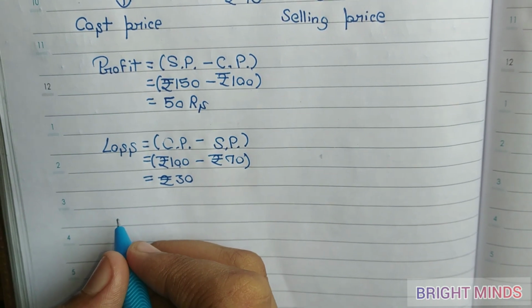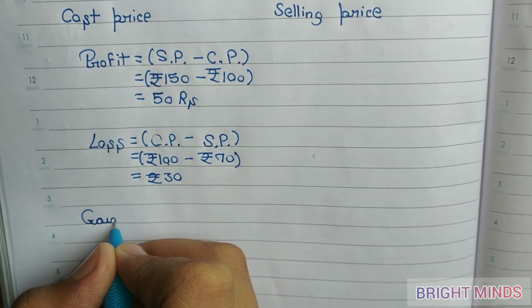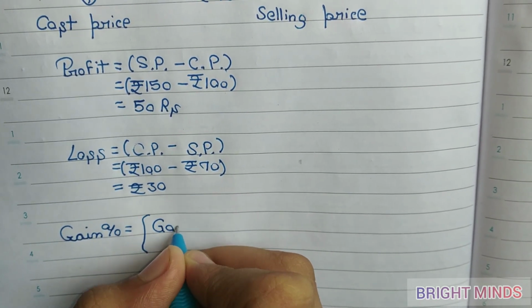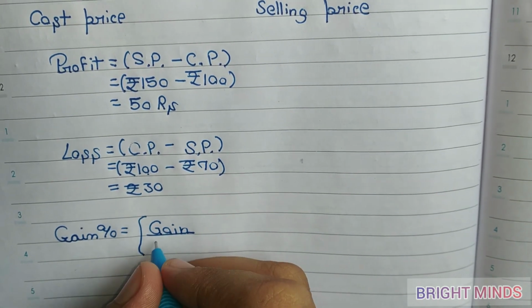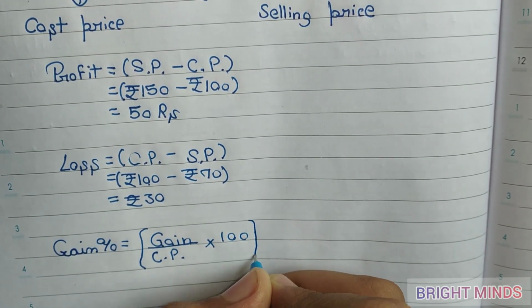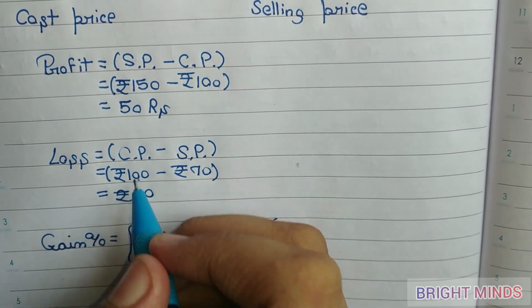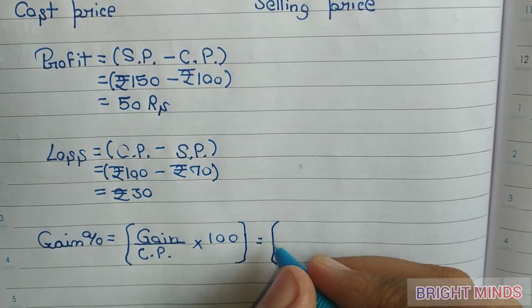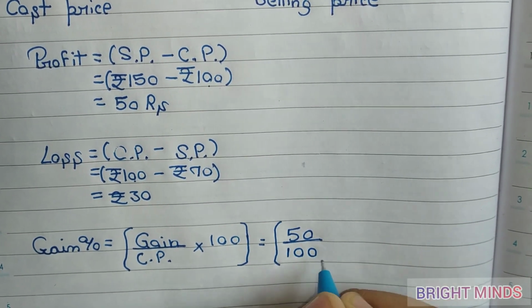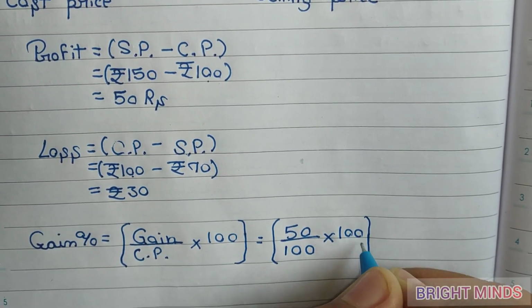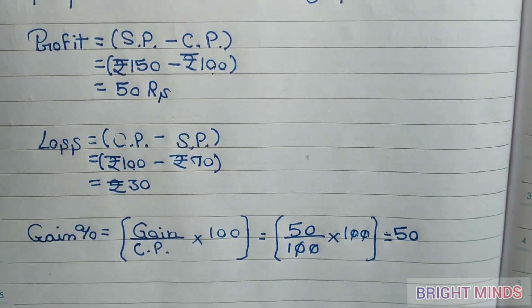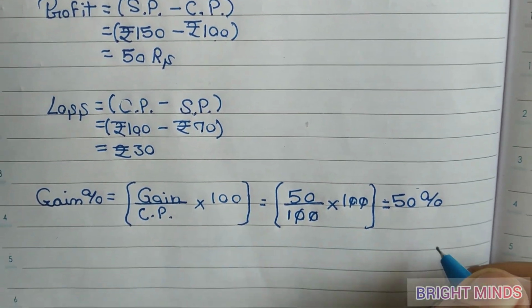Now if you want to find your gain percent, the formula is gain percent is equal to gain upon CP into 100. Our gain is the profit of ₹50, so we will write 50. CP is ₹100, into 100. Now the zeros cancel out. 50 into 1 is equal to 50%. Now your gain percent is equal to 50%.